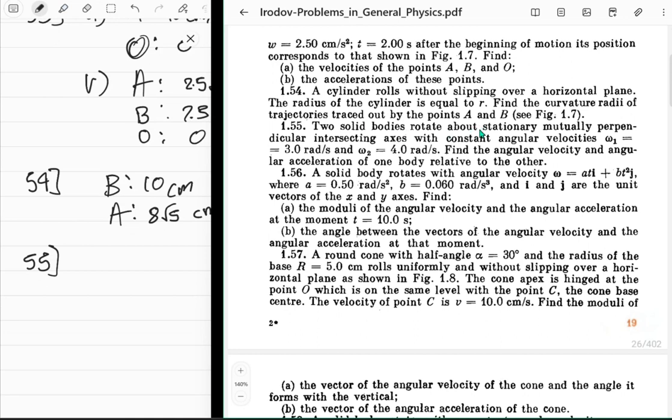Two solid bodies rotate about stationary, mutually perpendicular intersecting axes with constant angular velocities omega 1 and omega 2. Okay. So bodies rotate about stationary, mutually perpendicular intersecting axes. Find the angular velocity and angular acceleration of one body relative to the other.